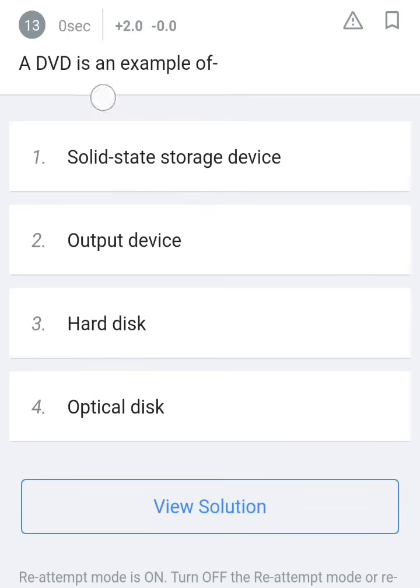Next, a DVD, digital versatile disk. DVD was developed in 1995, and it is an optical disk.